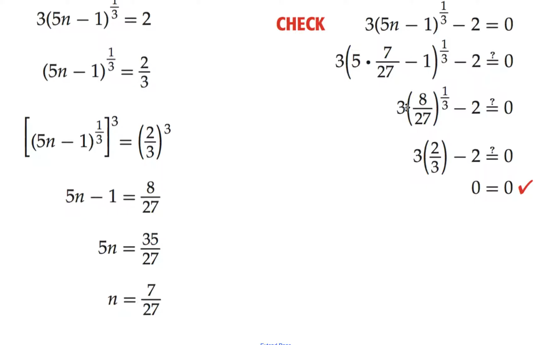So don't do what I did. I was ready to distribute that 3. We got to take our exponent first. And remember, the 1/3 power means the cubed root.